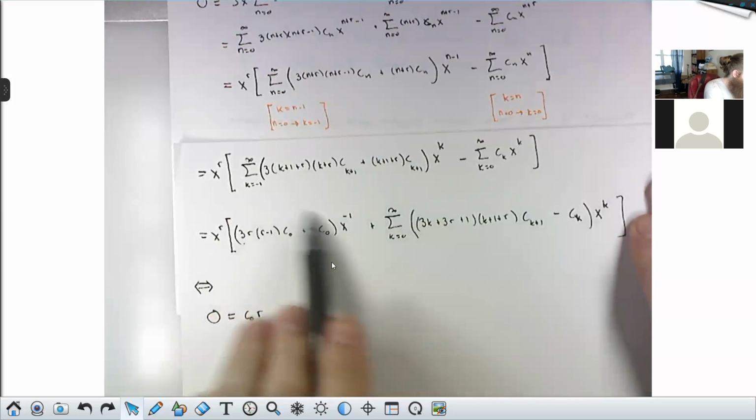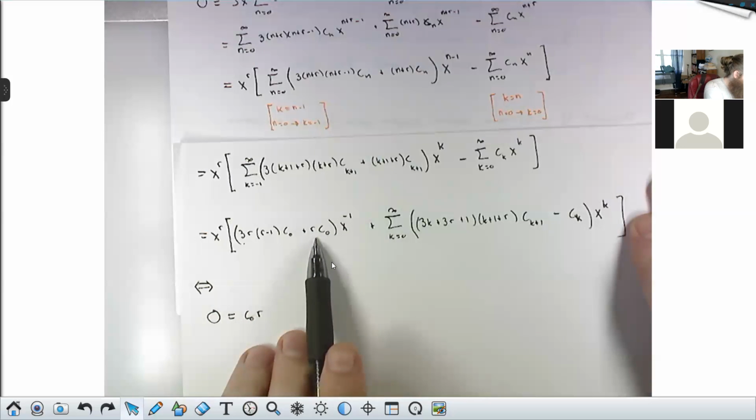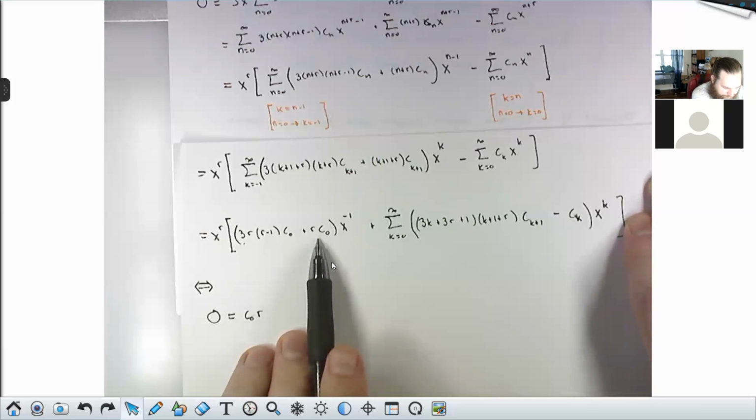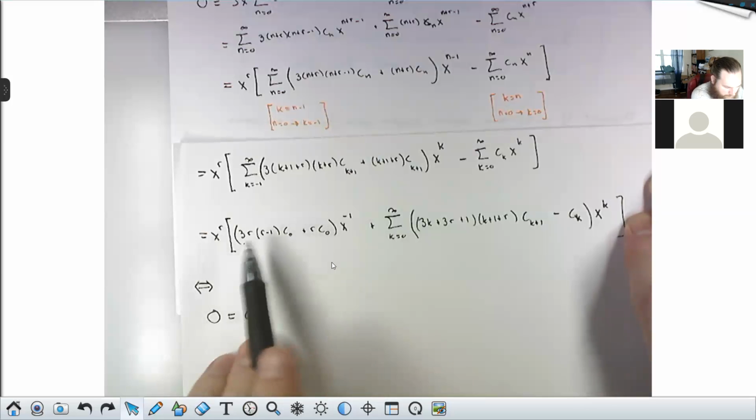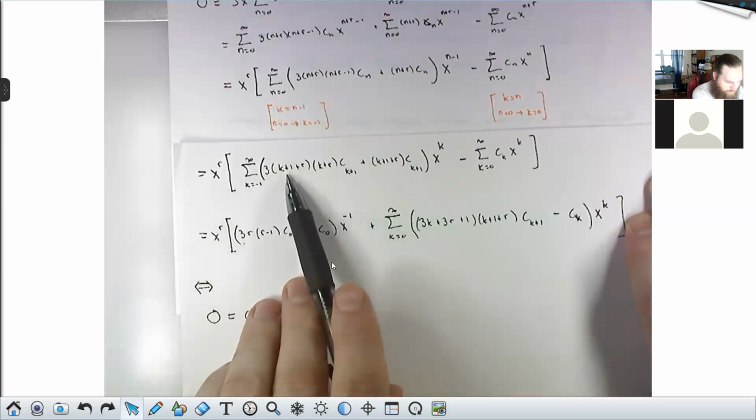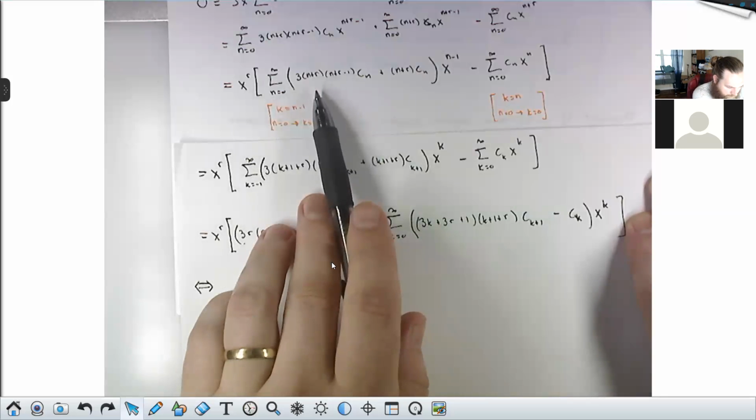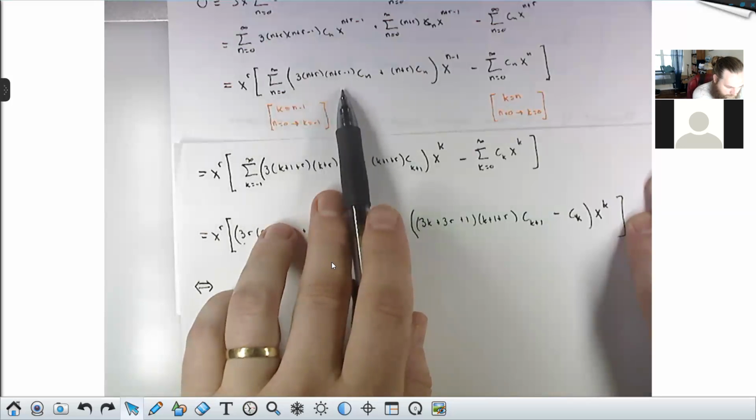Let me double check. I want to make sure that this is supposed to be an r C naught and not a 1 C naught, because it's contradicting my notes. So three and plus 1 minus 1. Good, good, good.